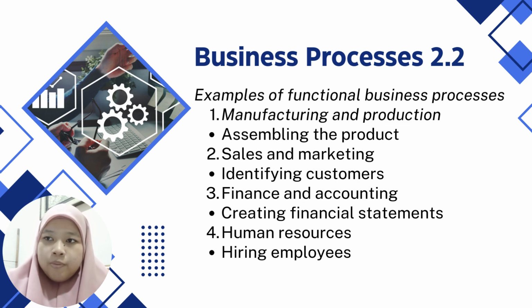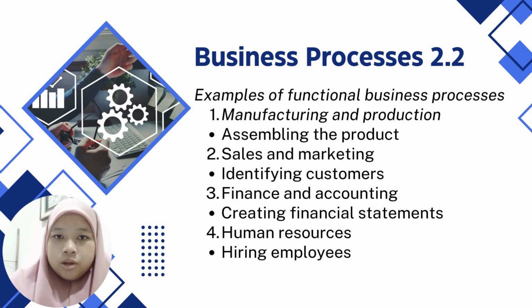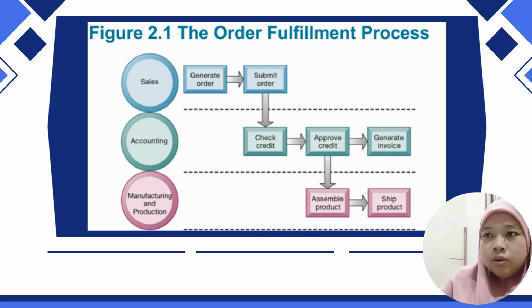Each of these processes plays a crucial role in the overall operation of a business, highlighting how specific tasks within each department contribute to the company's efficiency and effectiveness. So, the diagram outlines the order fulfillment process, which involves multiple departments working together to complete a customer order. It highlights the cross-functional nature of business processes.